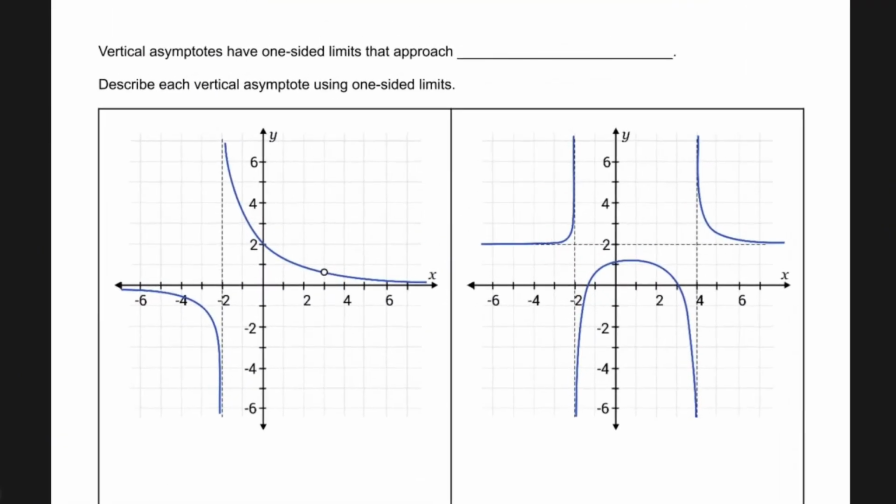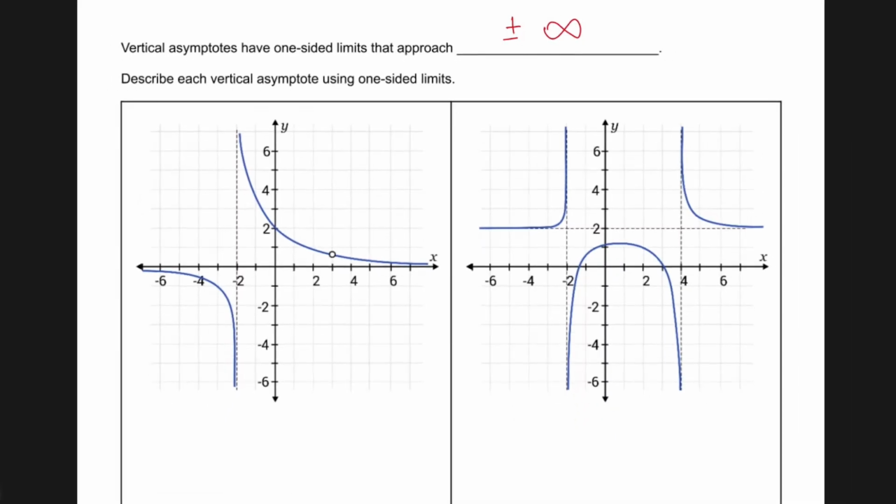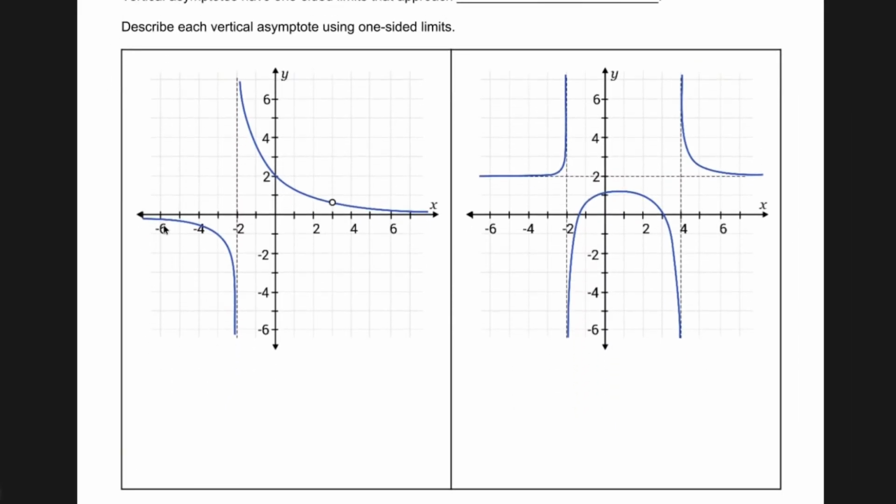Now, vertical asymptotes have one-sided limits that approach infinity. Let's be careful: positive or negative infinity. So vertical asymptotes have one-sided limits that approach positive or negative infinity. Describe each vertical asymptote using one-sided limits. Let's go from the left first. Let's write out, and these will all be of y, the limit as x approaches.